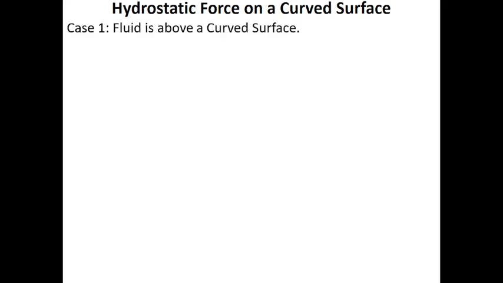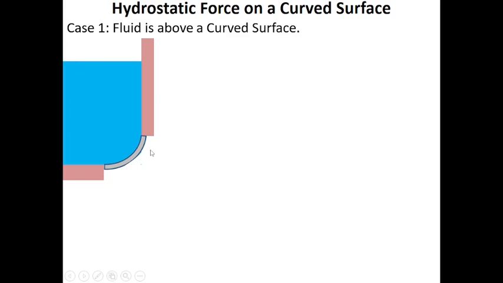So we have the first case. Fluid is above a curved surface. So let us consider this figure. So we have here a curve area. So I have, let's say this is curve AB. Before this is a plane surface.